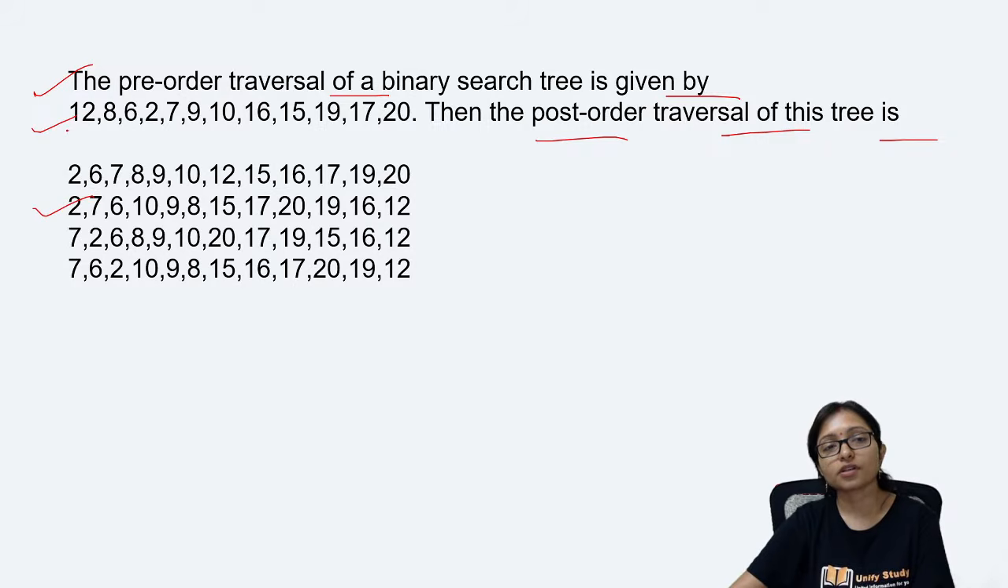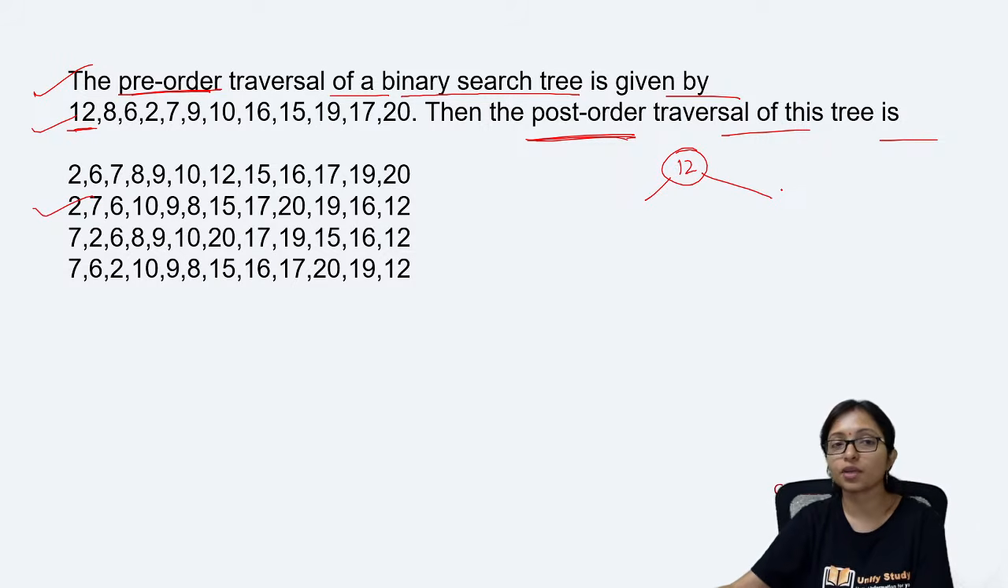How to draw? First of all, it is your pre-order given. This is the pre-order given. You have to do the post order. For that, first of all, you need to draw it, but it is the binary search tree, right? As it is the binary search tree, pre-order means it is your root. So you got the root is 12, that is fixed. Now whenever I am getting the root is 12, all the less than elements will be in the left subtree, greater than elements will be in the right subtree. That I know.